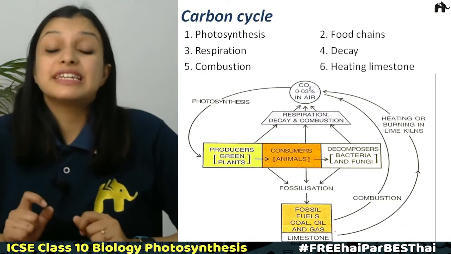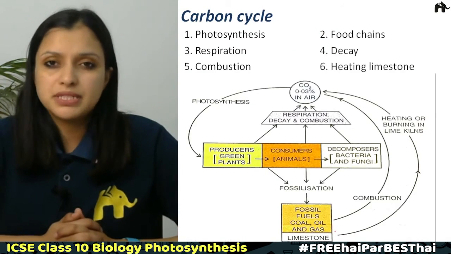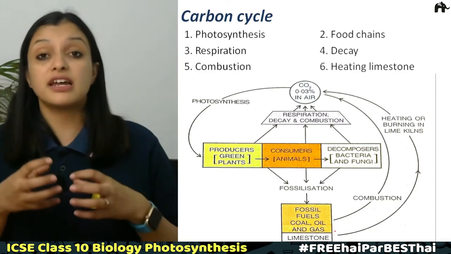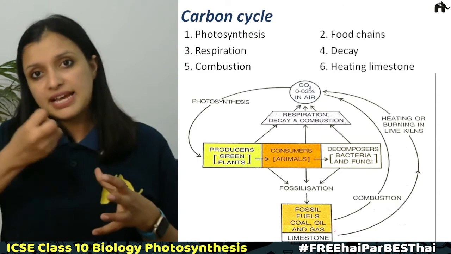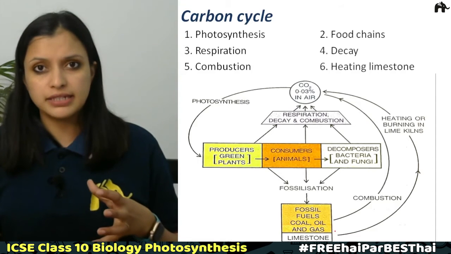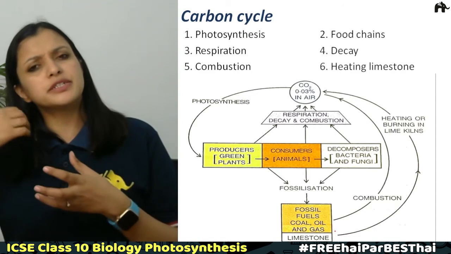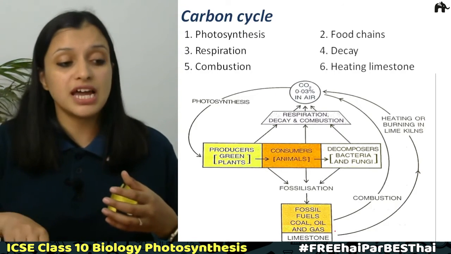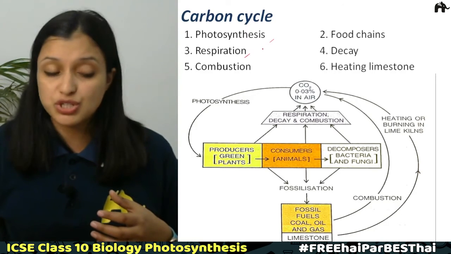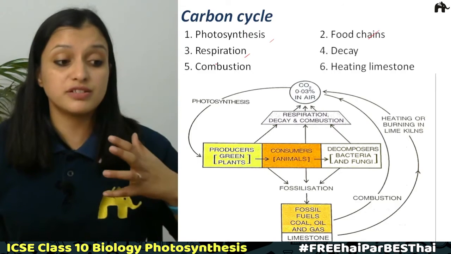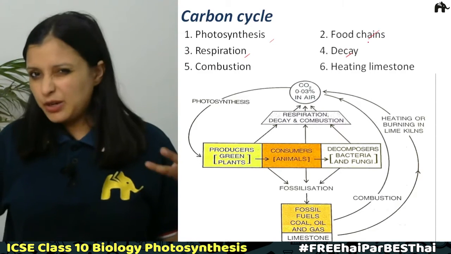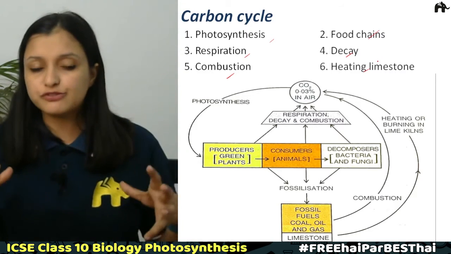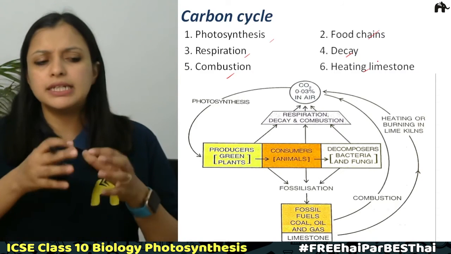Now talking about our next topic, that is the carbon cycle. So what is this carbon cycle? Basically there is a series of steps, a series of chemical reactions occurring in the atmosphere, where carbon as an element is taken up by the living organisms, processed, and finally returned back into the air. So that is the carbon cycle. This carbon cycle has various steps. It starts with photosynthesis, then comes respiration, then food. There are different food chains. There is respiration, there is decay of dead and decaying organic matter, there is combustion, and there is heating of limestone.